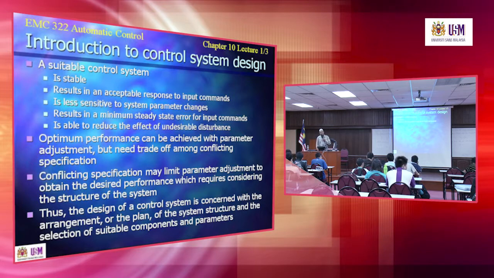And then before, we also talked about the results in an acceptable response to input command. This is the response when we give the input a command value. For example, if we give a unit step input, then we will produce the response, and the response should be acceptable. Last time when we talked about the performance, we discussed a little bit what is the shape of the response that is, basically, we can say, acceptable.